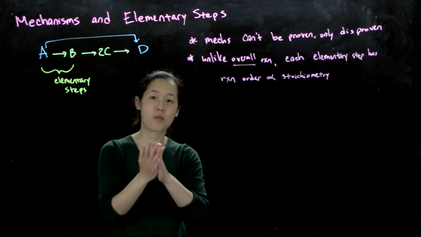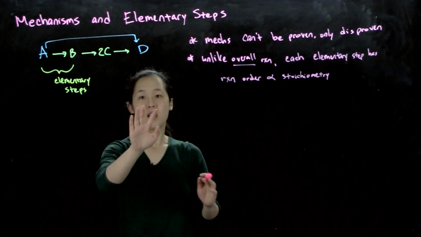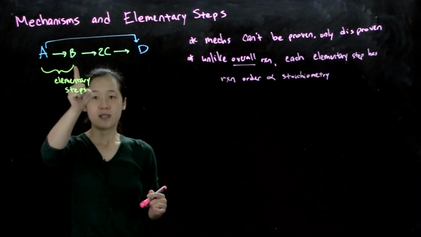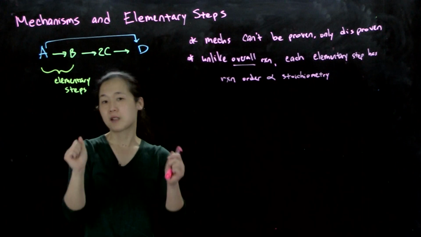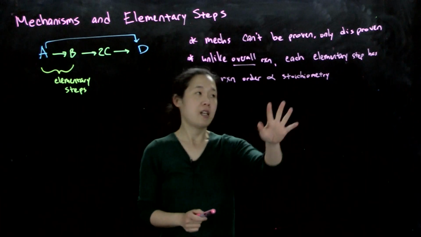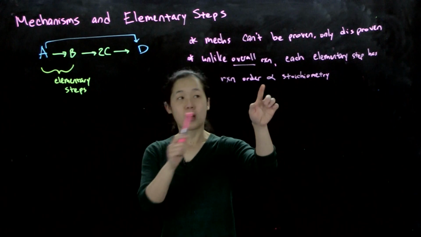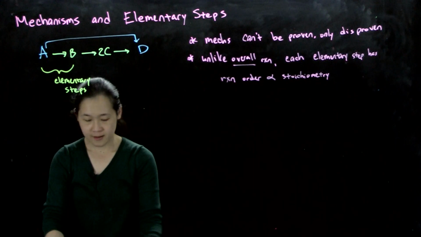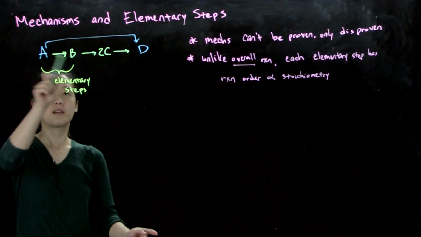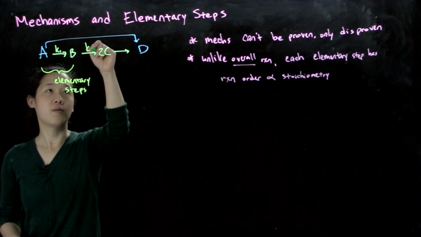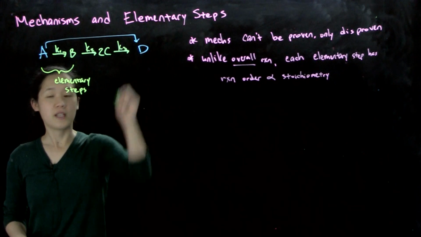Things coming together, or maybe one thing falling apart by itself. That isn't given by our stoichiometry overall, but for each elementary step, that does tell us whether two things are coming together or whether one thing's falling apart. And that's why each elementary step has a reaction order corresponding to the stoichiometry of each step. So let's say we call each step by its own rate constant, K1, K2, K3.